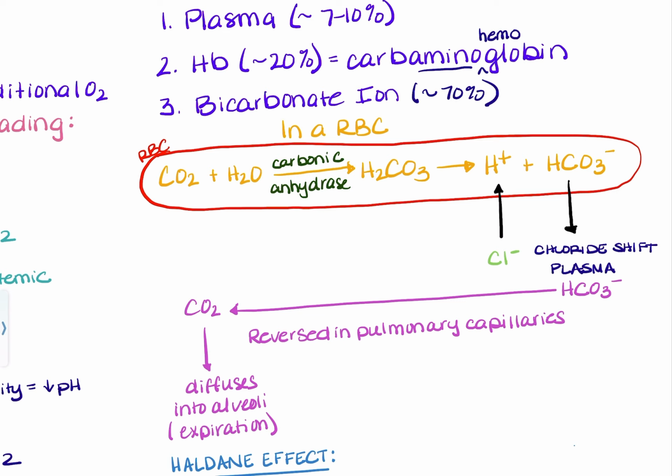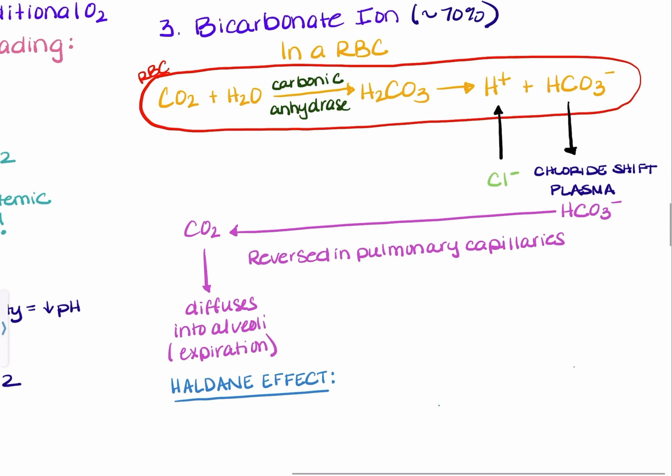However, by the time we get it back to our lungs and we need to exhale it back out, we can't exhale a bicarbonate ion. So we have to take our bicarbonate ion and reverse it back to carbon dioxide in the same manner, entering our red blood cell in the pulmonary capillaries before we exhale it out. So we actually have carbon dioxide diffuse into our alveoli during expiration.